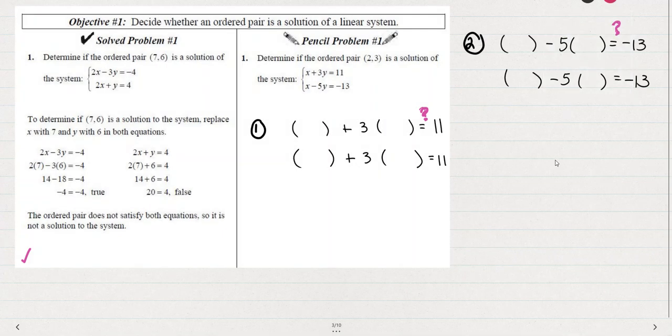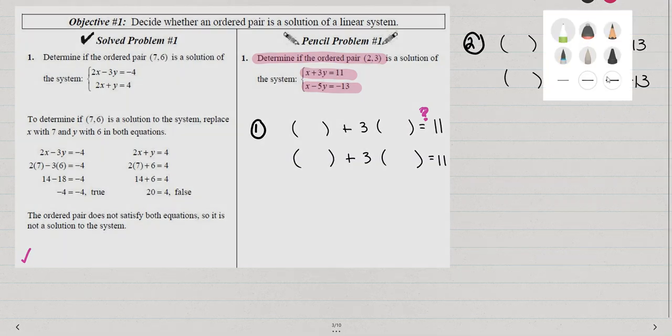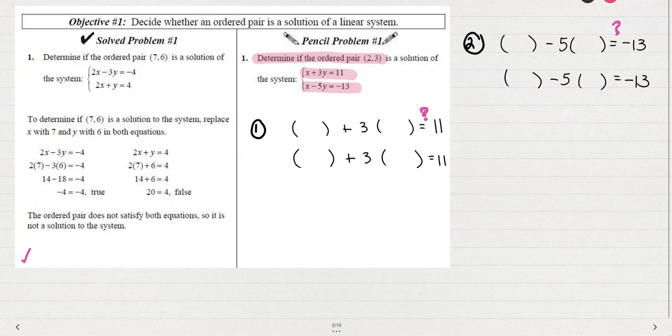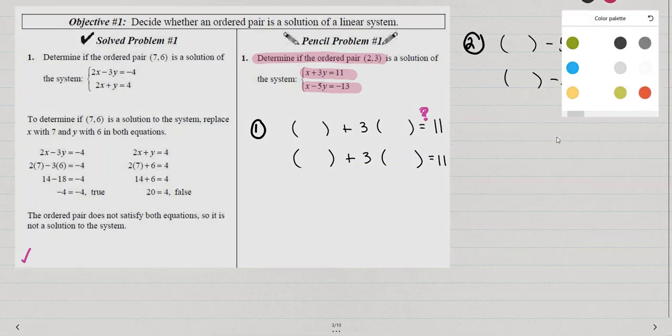So for this first problem, we want to determine if the ordered pair that we're given, x equals 2, y equals 3, is a solution of the system that we're given, x plus 3y equals 11 and x minus 5y equals negative 13. Here's our system, and here's our ordered pair, and we want to test whether this ordered pair fits the equations. Here's how you go about doing that.